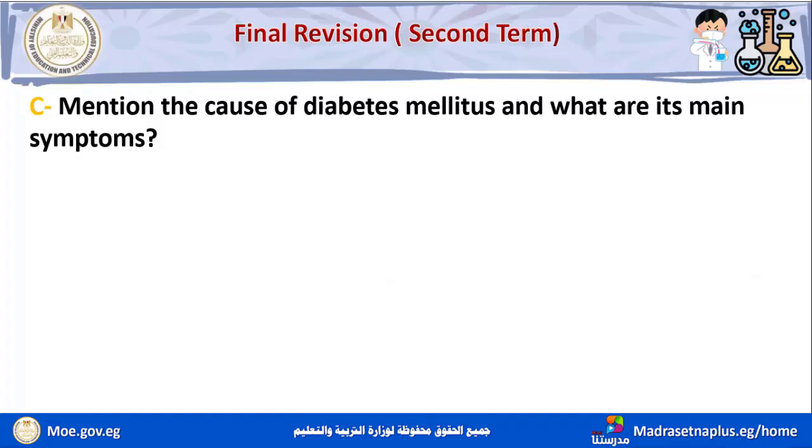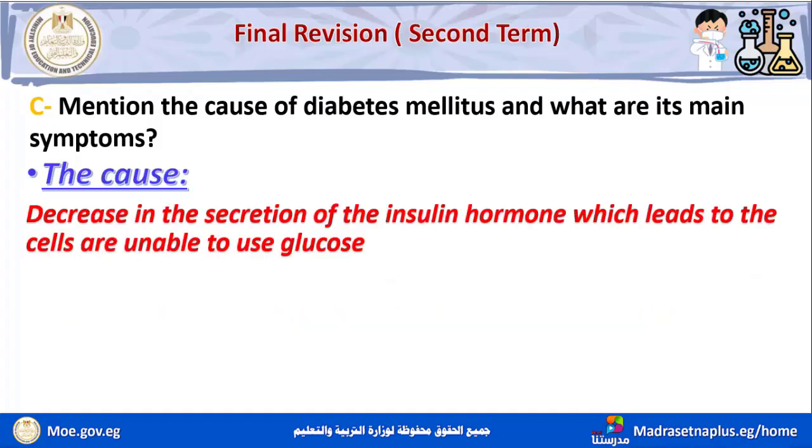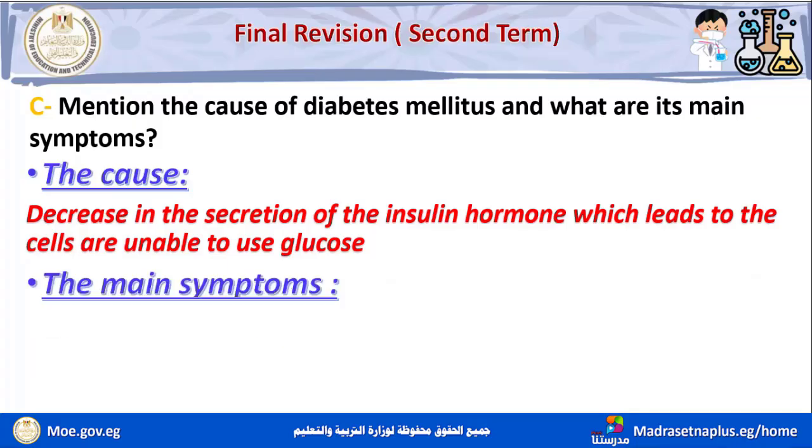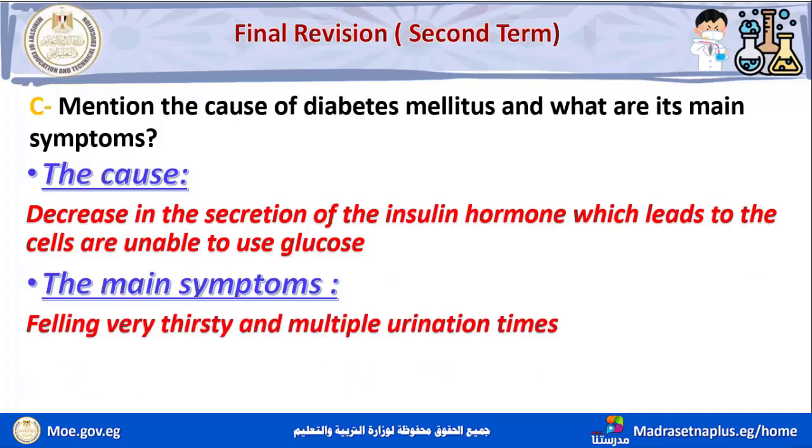Letter C, mention the cause of diabetes mellitus and what are its main symptoms. The cause: a decrease in the secretion of the insulin hormone, which leads to the cells being unable to use glucose. The main symptoms: feeling very thirsty and urinating multiple times.